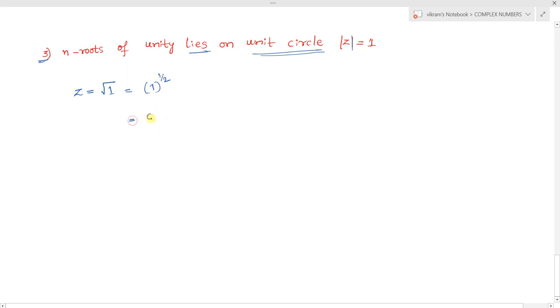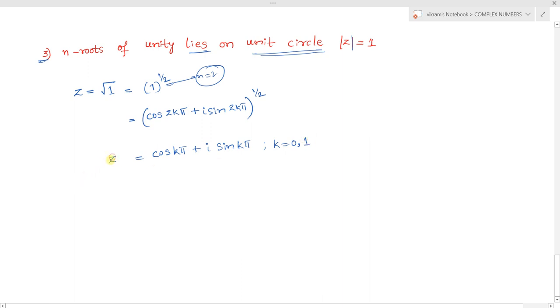We can write this as (cos 0 + i sin 0), and in general (cos 2kπ + i sin 2kπ) to the power 1/2. By applying De Moivre's theorem, we obtain cos kπ + i sin kπ. We know k runs from 0 to n-1, but here n equals 2, so n-1 is 1, and the k values are 0 and 1.